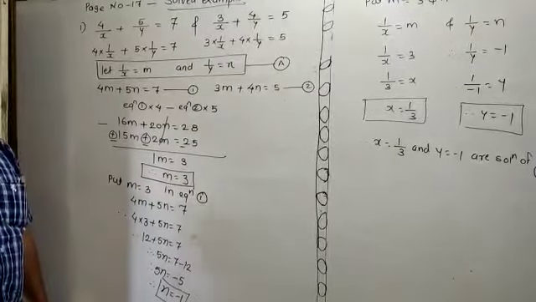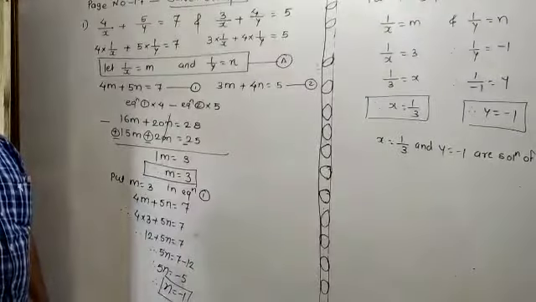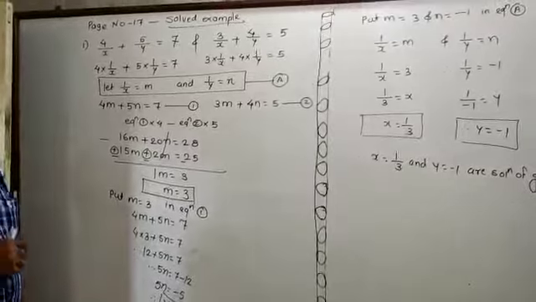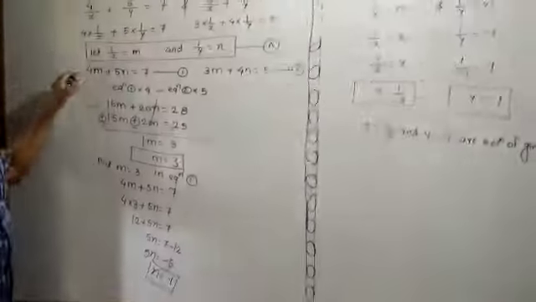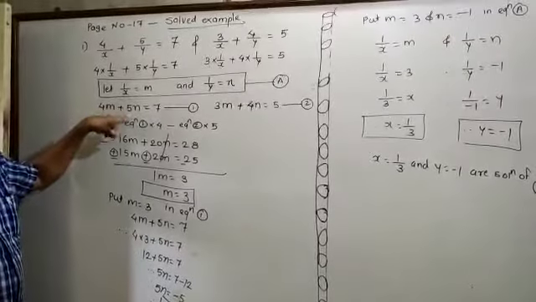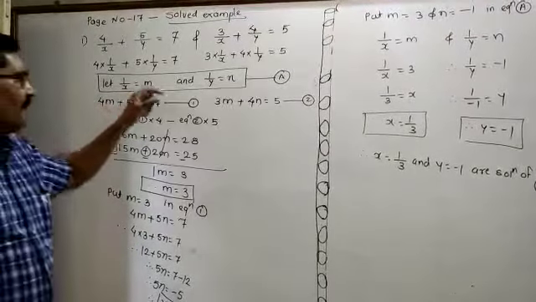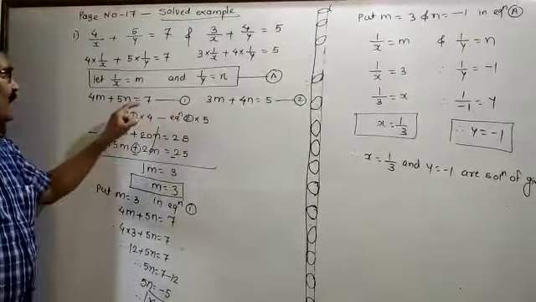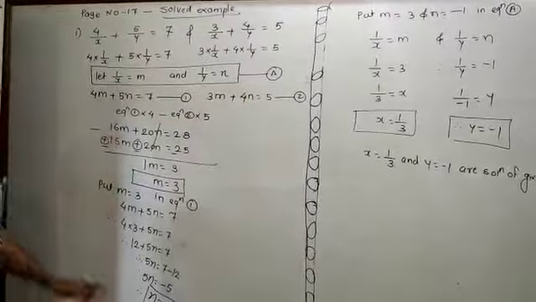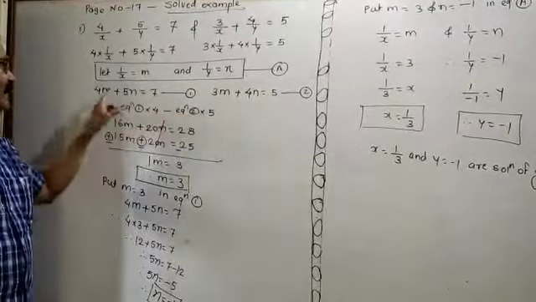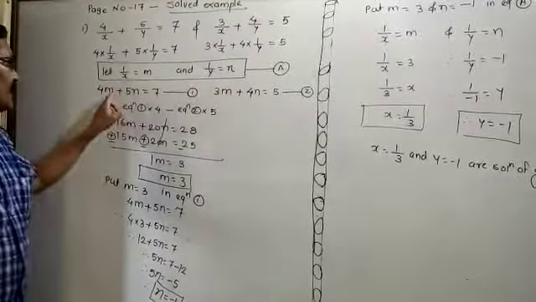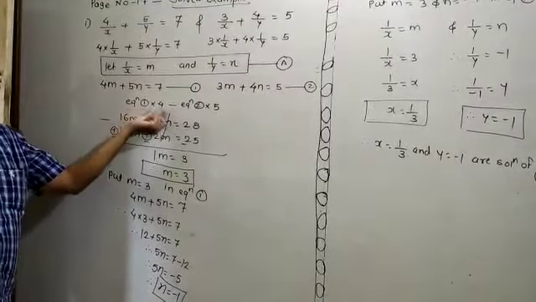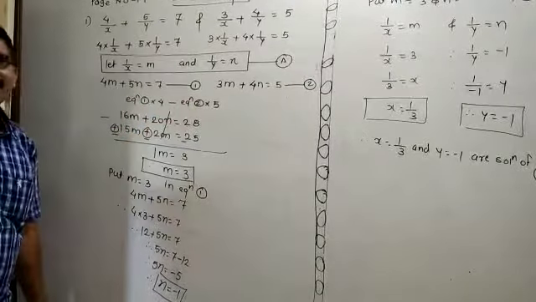You will solve this by any method, by the substitution, elimination, or graphical method, or by using Cramer's rule. But I will use here the elimination method. So to eliminate this n term, what you have to do? You have to say equation 1 multiplied by 4 and equation 2 multiplied by 5. If you want to remove this n term, you have to see the sign. In the same sign you have to do the subtraction. So equation 1 multiplied by 4 minus equation 2 multiplied by 5.